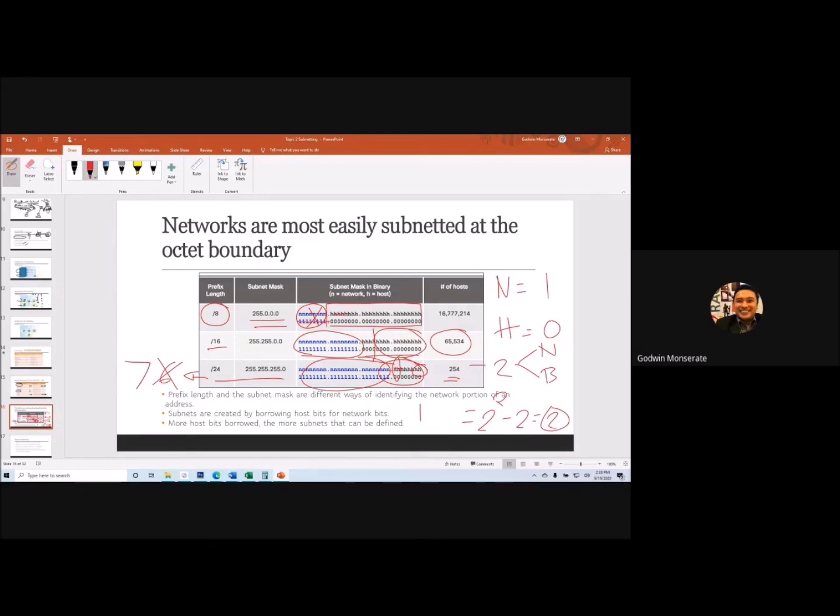How many are left? 1. Oh, computer. 2 raised to the power of 1 is 2, minus 2. How many are left? 0. Okay? So with 2 bits, 2 raised to the power of 2 is 4, minus 2, you get 2 hosts. I understand. That's why 6 is the maximum. In class B, what is the maximum you can borrow? 12. Again, you must leave at least 2, so the maximum is 14, because it's 16 in total and you must leave 2 for your host. The rest you can use for subnets.